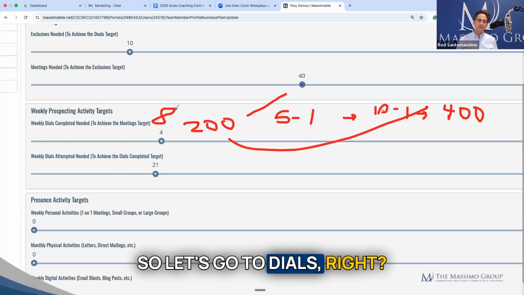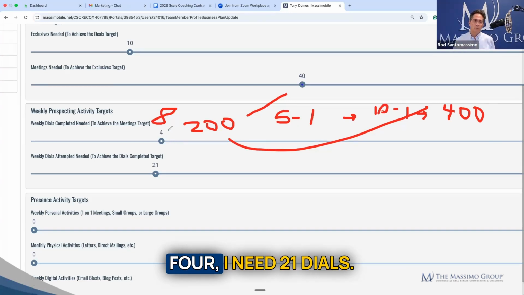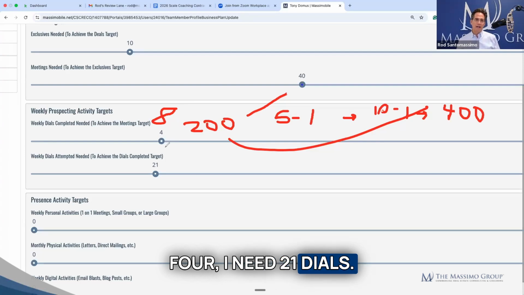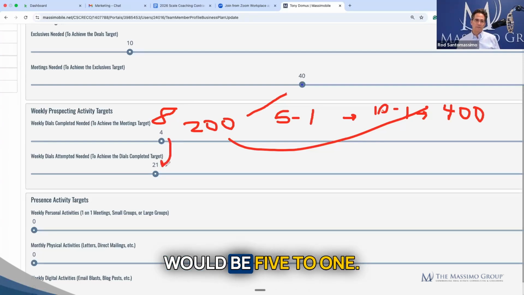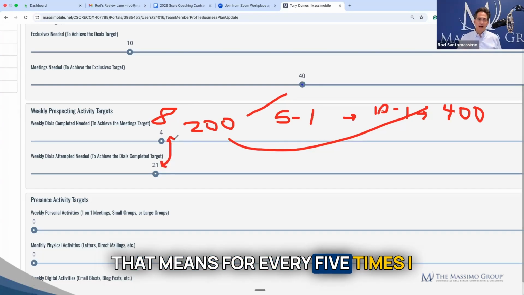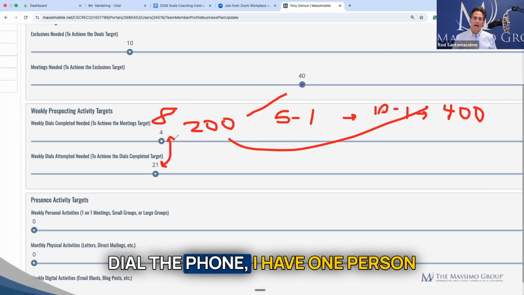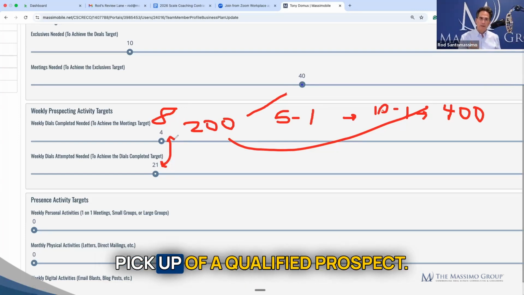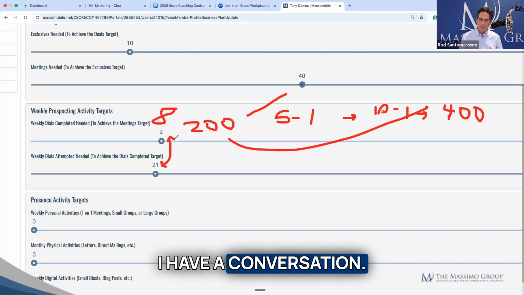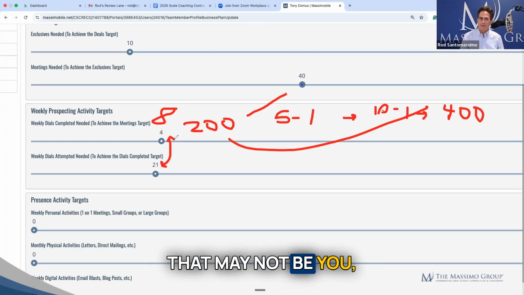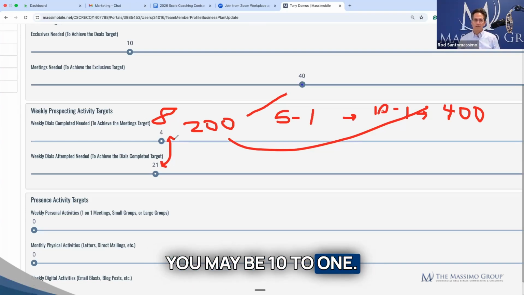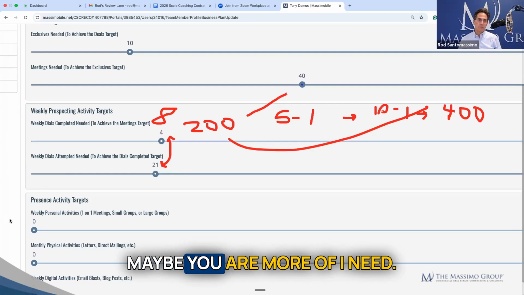So let's go to dials, right? So based on the 4, I need 21 dials. Again, this ratio would be 5-to-1. That means for every 5 times I dial the phone, I have 1 person pick up, a qualified prospect. I have a conversation. That may not be you. You may be 10-to-1. Maybe you are more of a 10-to-1.